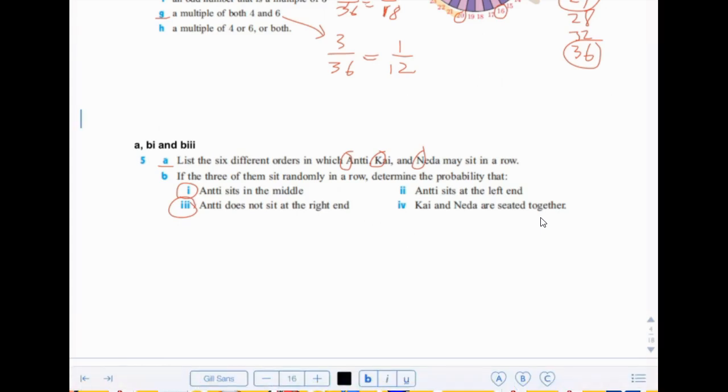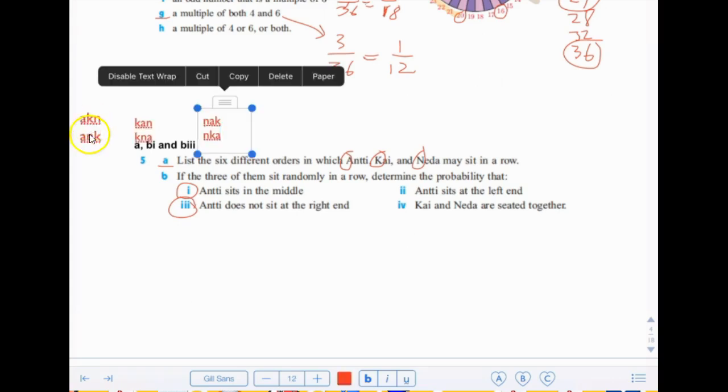So we could list those. Like we did before, let's be organized about the way we do it. So first I listed the 2 possibilities that start with A, then I listed the 2 possibilities that start with K, then I listed the 2 possibilities that start with N, and that keeps it kind of organized. Okay, so those are the 6 possibilities.